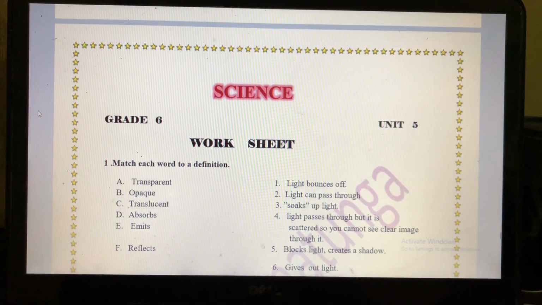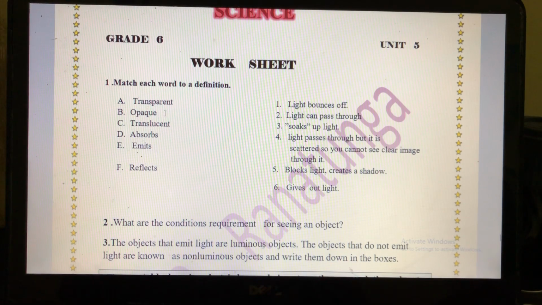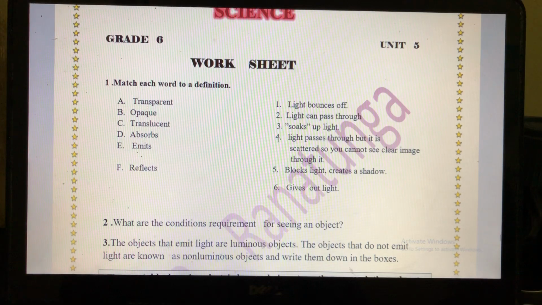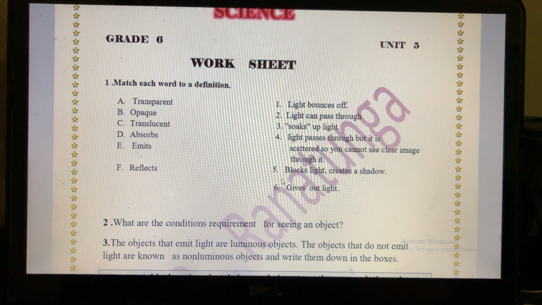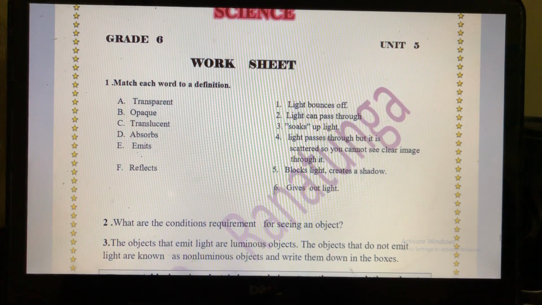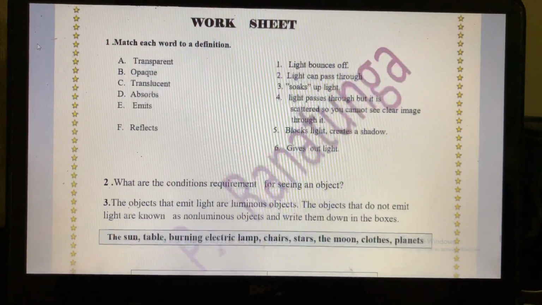Science worksheet. First one, match each word to a definition. Transparent, opaque, translucent, absorbs, emits, reflects. Light bounces off, light can pass through, soaks up light. Light passes through but it is scattered, so you cannot see a clear image through it. Blocks light, creates a shadow, gives out light. You can copy these exercises and do them.